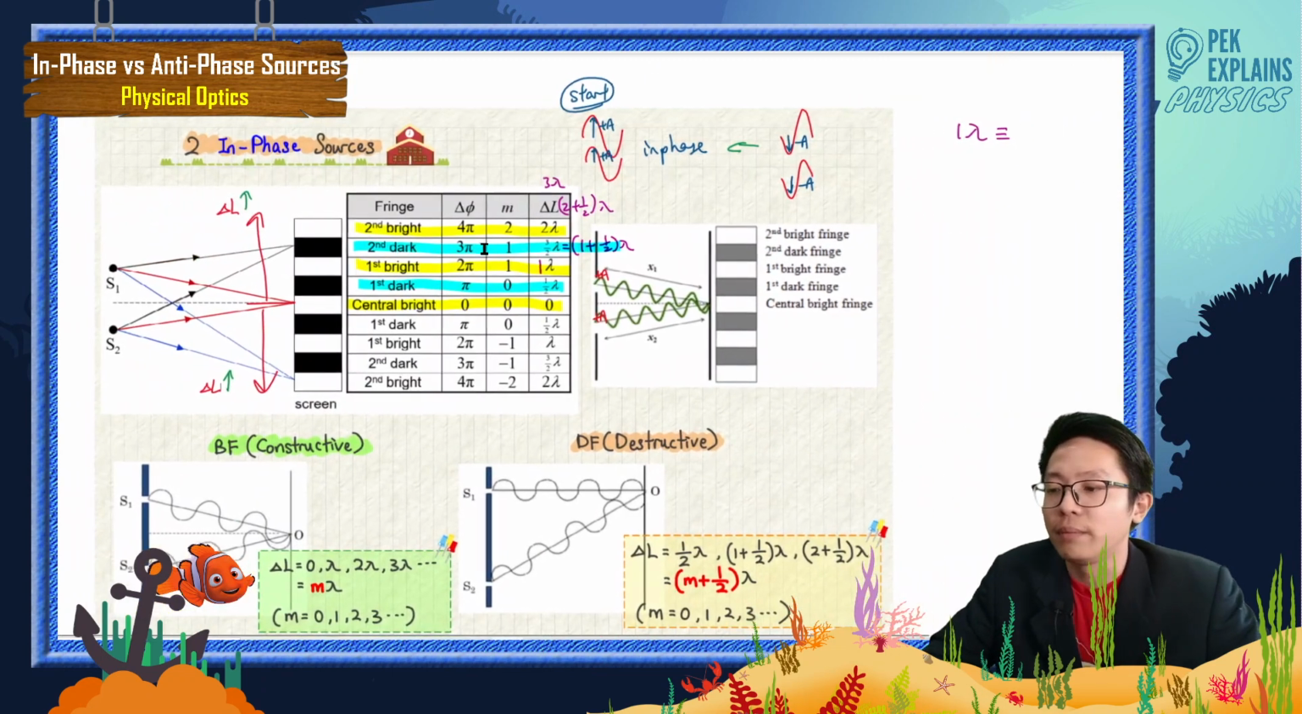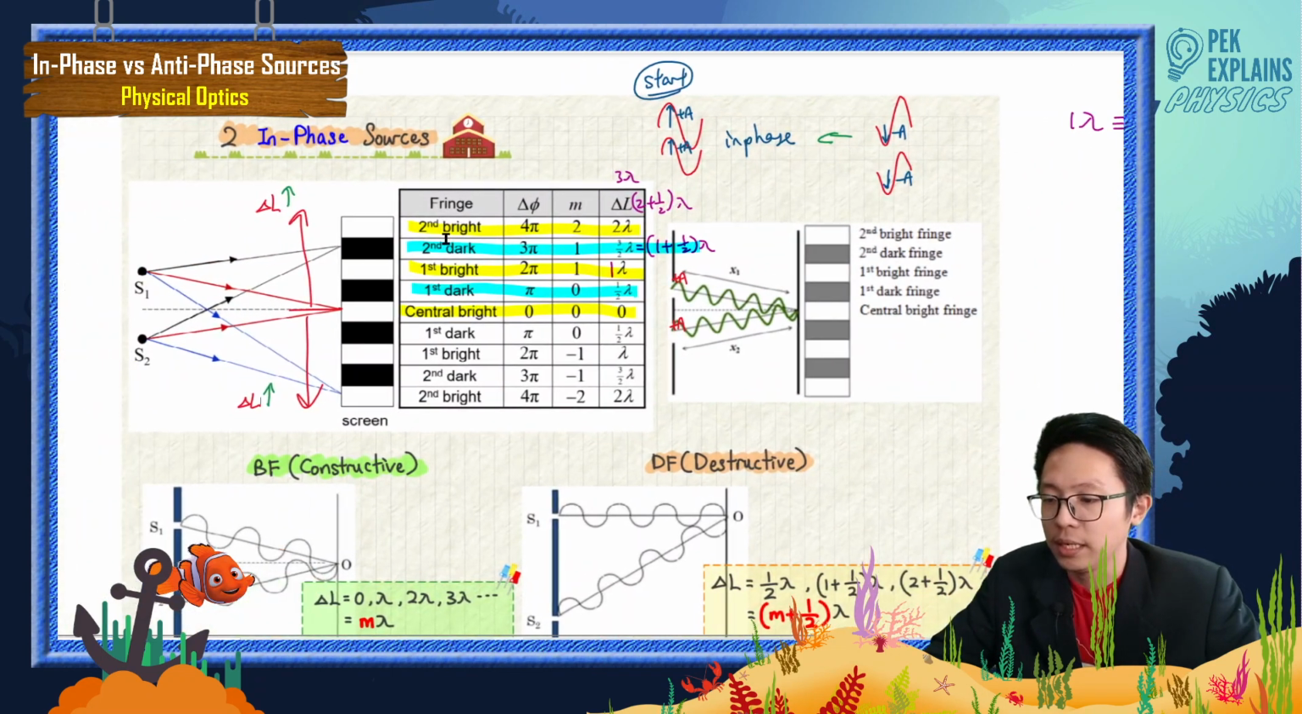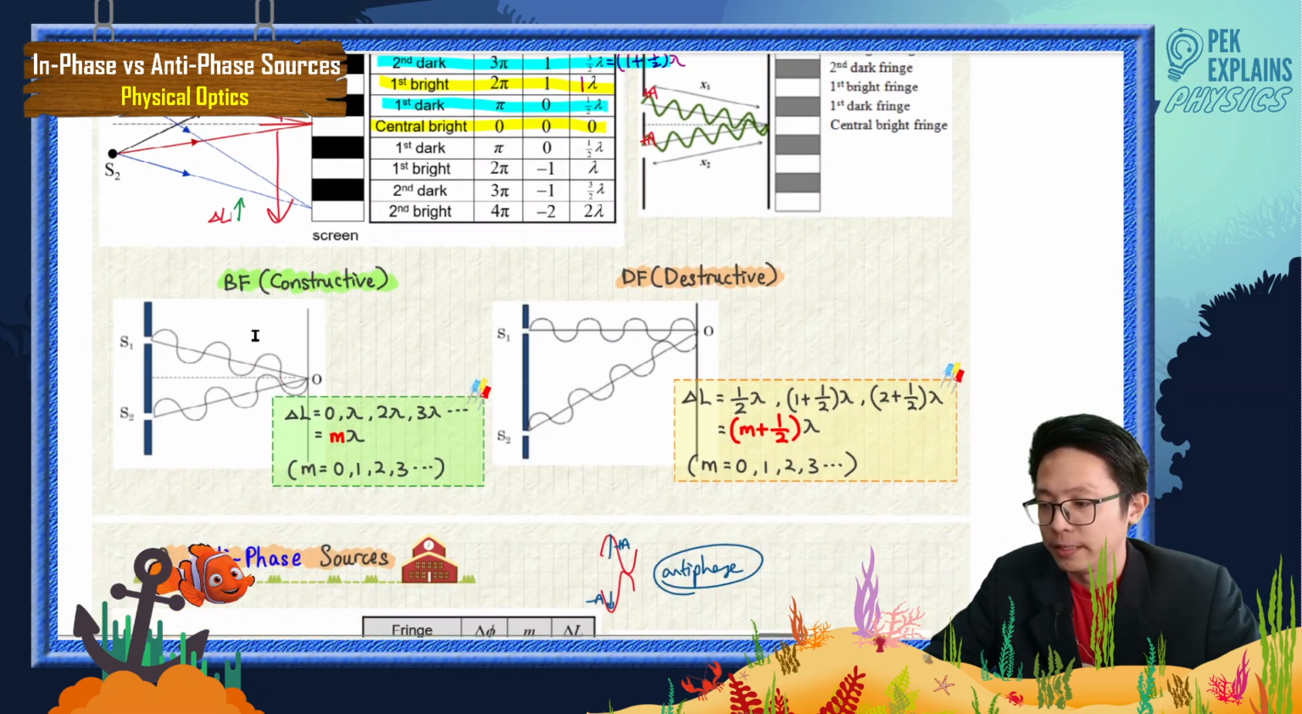So we have talked about in-phase sources. For in-phase sources, to form the bright fringe, the path difference must be a multiple of lambda, m lambda. To form the dark fringe, it is m plus half lambda.